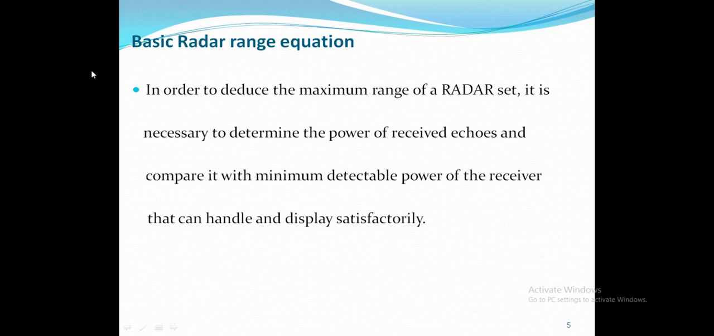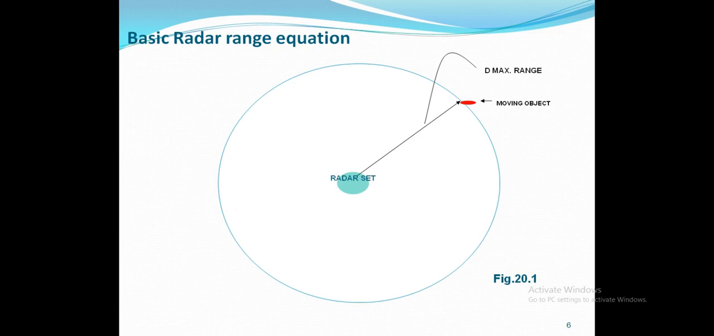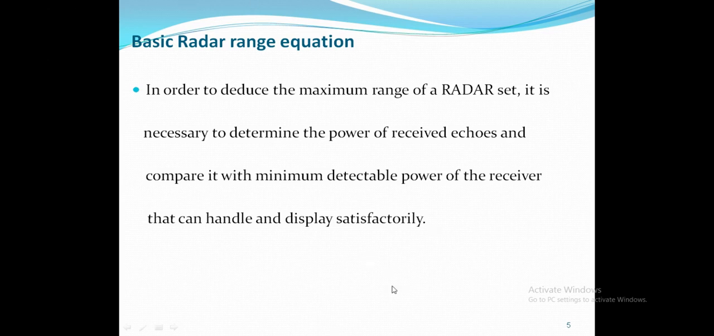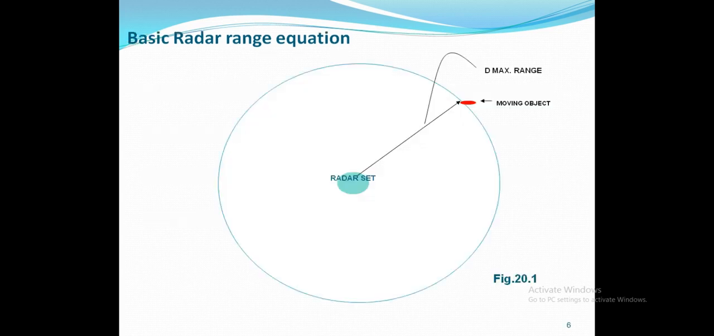In order to deduce the maximum range of a radar set, it is necessary to determine the power of the received echoes and compare it with the minimum detectable power of the receiver that it can handle and display satisfactorily. So first of all, we have to determine the power of the received echoes. For that, we first consider the power density of the isotropic antenna, that is, omnidirectional.